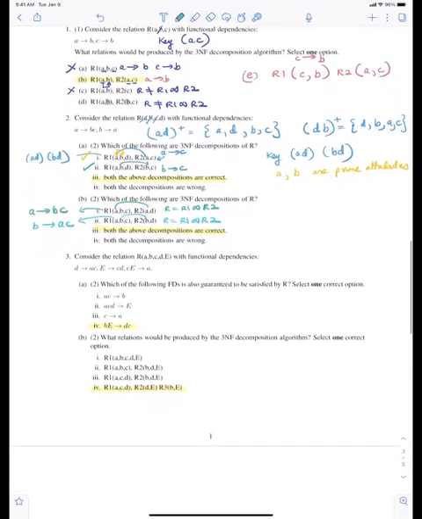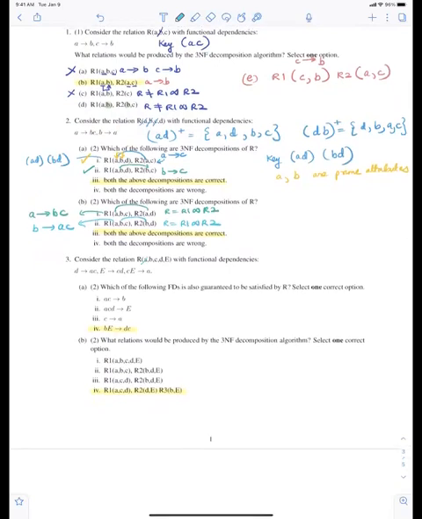So let's look at the next problem. We're given all of these functional dependencies, and you have to find out which of these are correct. So again, you have to start with the key. Now let's look at all the attributes. A is appearing on the right, C appears on the right, D appears on the right. So if you look at the relation R, the 2 attributes that never appear on the right-hand side of a functional dependency are B and E.